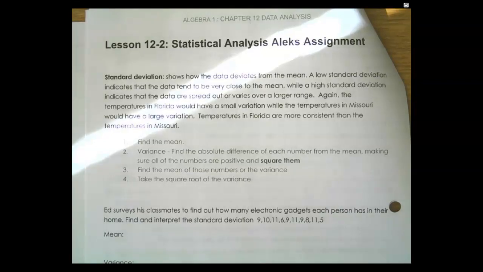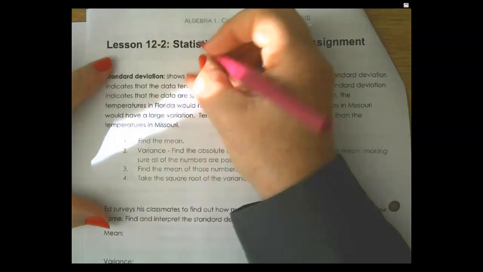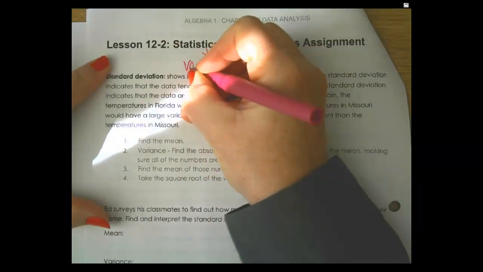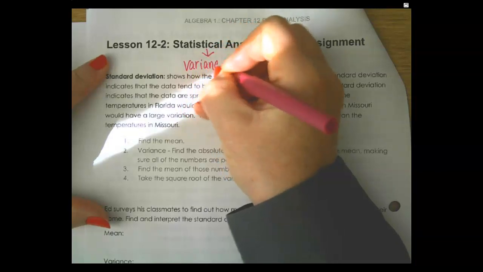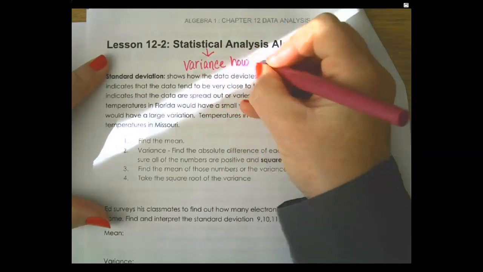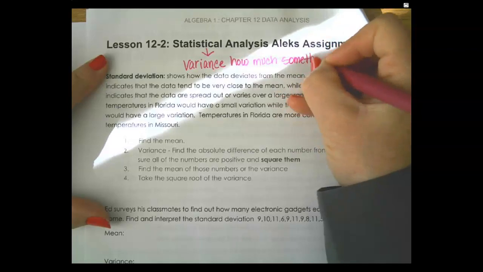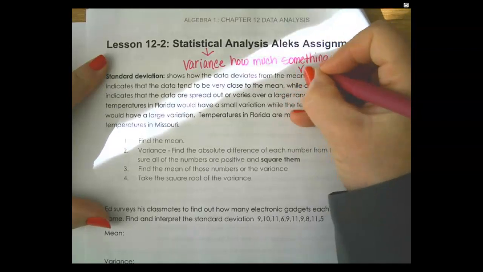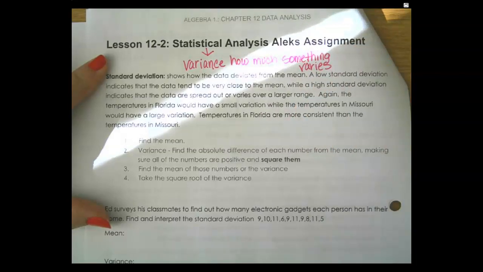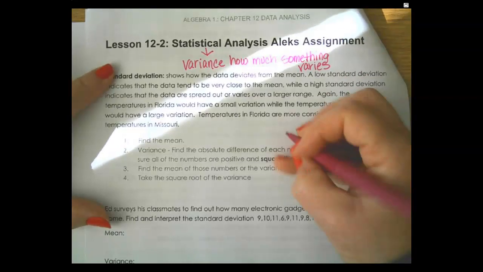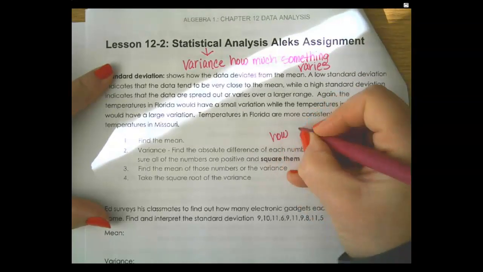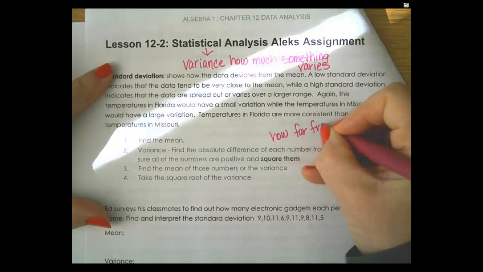So this is specifically called statistical analysis. So what you are doing is you are trying to find that variance. So this shows us the variance. So our variance is showing us how much something varies. And then how far are we from the mean? So how far from the mean?